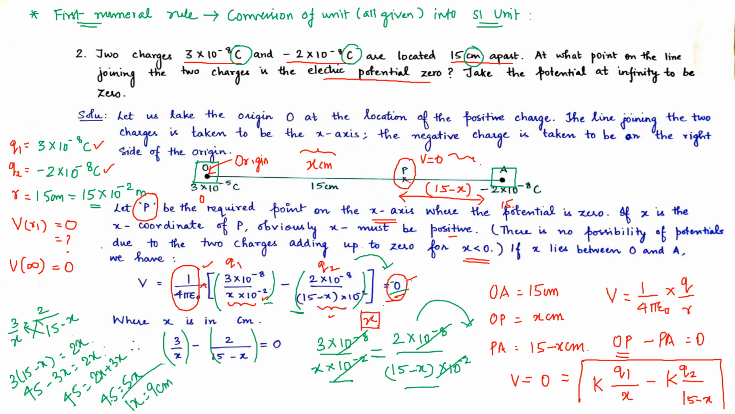9 centimeter. What is the other value? 15 minus x will be 15 minus 9 equals 6 centimeter. So this whole calculation is given on the next page. We'll go to the next one.